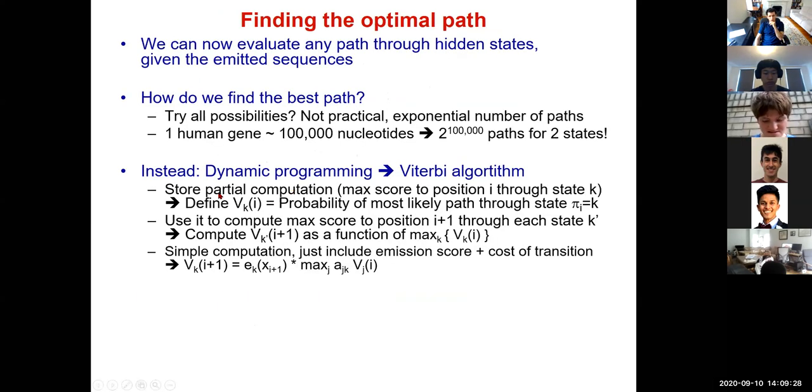So we're going to store the maximum score to position i through state k and define this Viterbi variable at state k, at position i, which is the probability of the most likely path that goes through state k at position i.